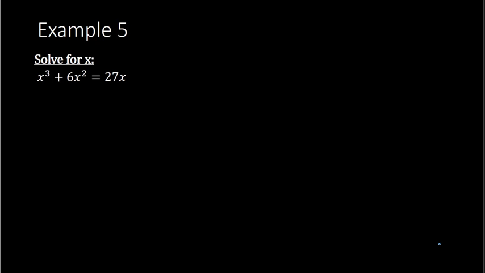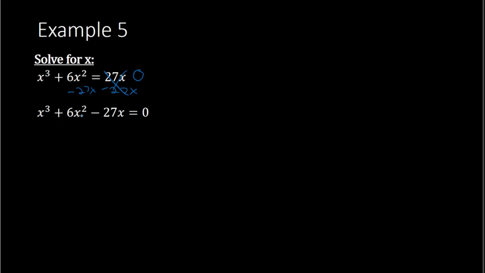One more example with example 5. We have x to the third power plus 6x squared equals 27x. And the first thing I want to do is set this equal to 0. So to make that happen, I bring the 27x over to the left side, and I do that by subtracting 27x. So when I do that on the left side, I'm going to have x to the third plus 6x squared minus 27x. On the right side, 27x minus 27x will cancel, and that's going to give me 0.